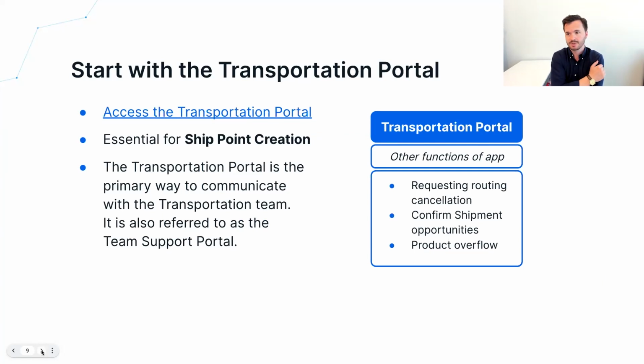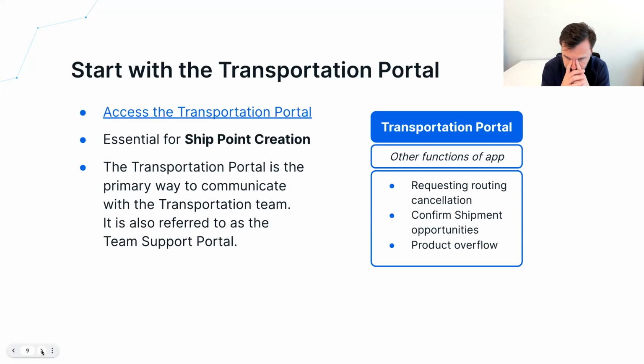Okay, so creating a ship point. This is done within the transportation portal, and it's one of the first things that new suppliers will do. So this app is the only real place that you can do that, and it is the primary way to communicate with the transportation team. So it's important with all of this to think about what the fundamentals are. It's really about communicating with the retailer, creating clear lines of communication and expectations between the supplier, maybe a 3PL or a logistics team, and the retailer, so that everyone's on the same page about all of that.